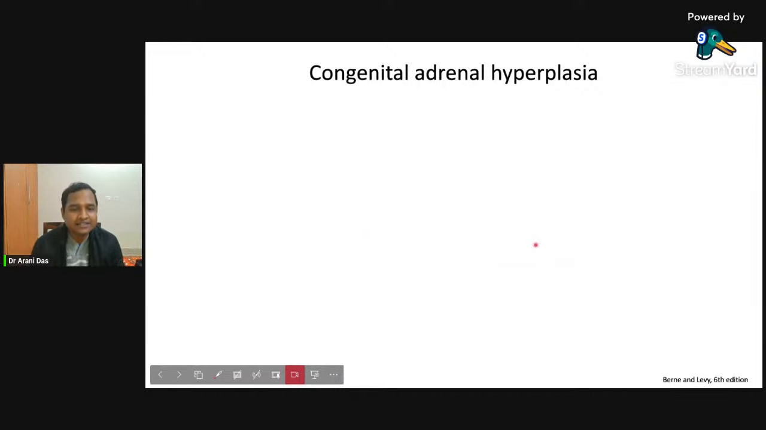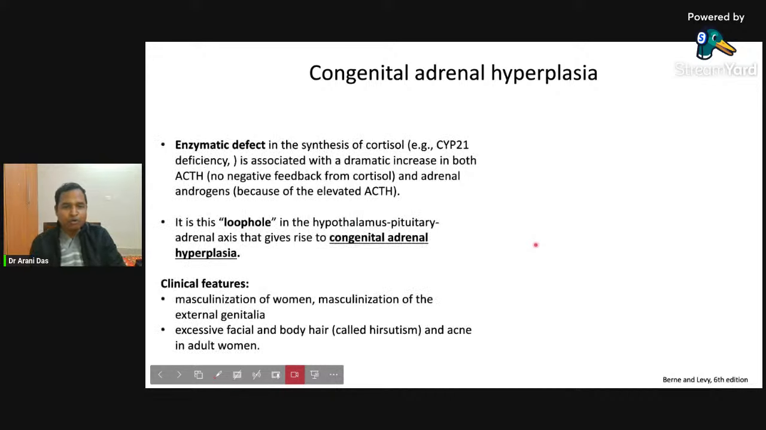Next, the disorder we are going to discuss is congenital adrenal hyperplasia, which is a disorder of excess adrenal androgen. There is a loophole in the physiological mechanism of the hypothalamo-pituitary-adrenal axis. What is that? Congenital adrenal hyperplasia is basically an enzymatic defect in the synthesis of cortisol only. The commonest one is 21 hydroxylase enzyme deficiency. That deficiency leads to decreased production of cortisol, but this is also associated with increased ACTH and increased androgen.